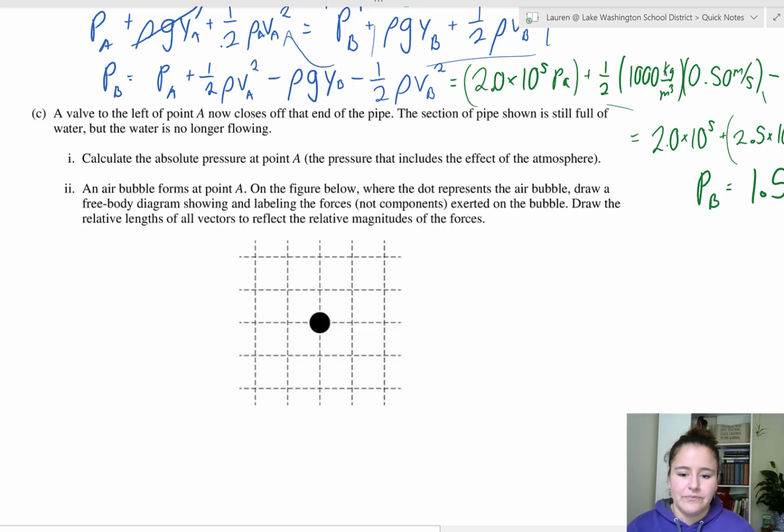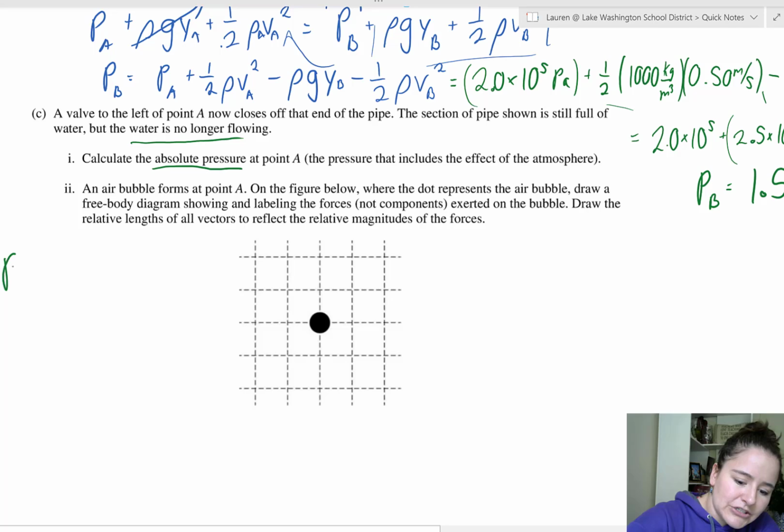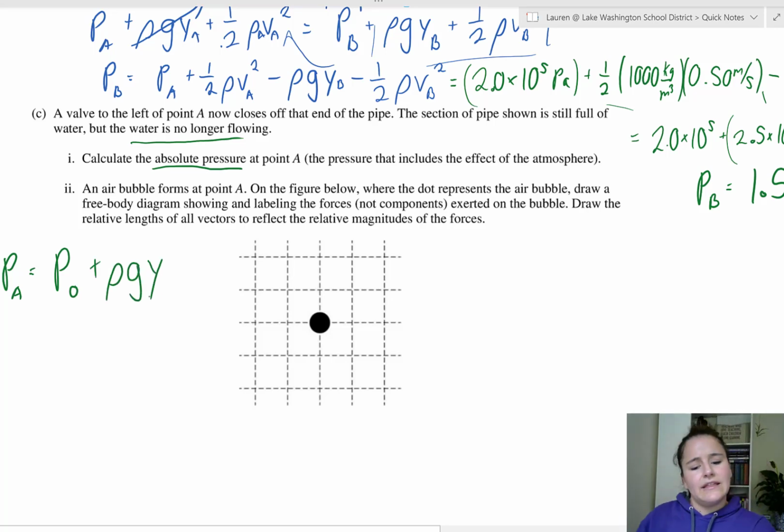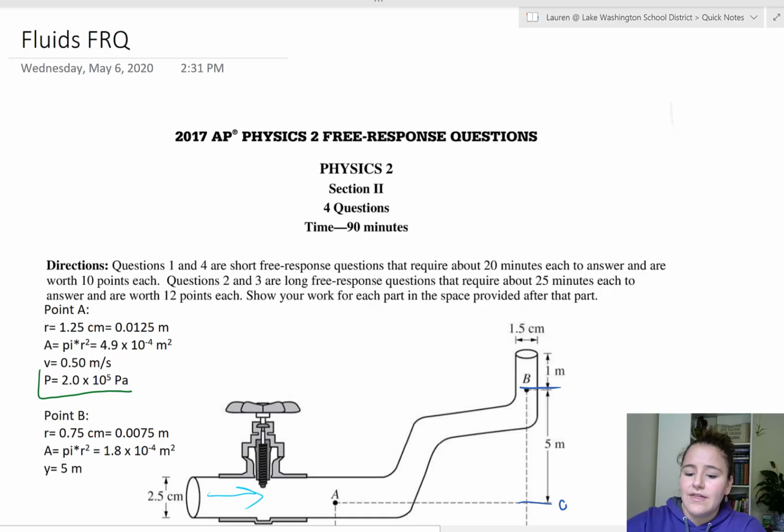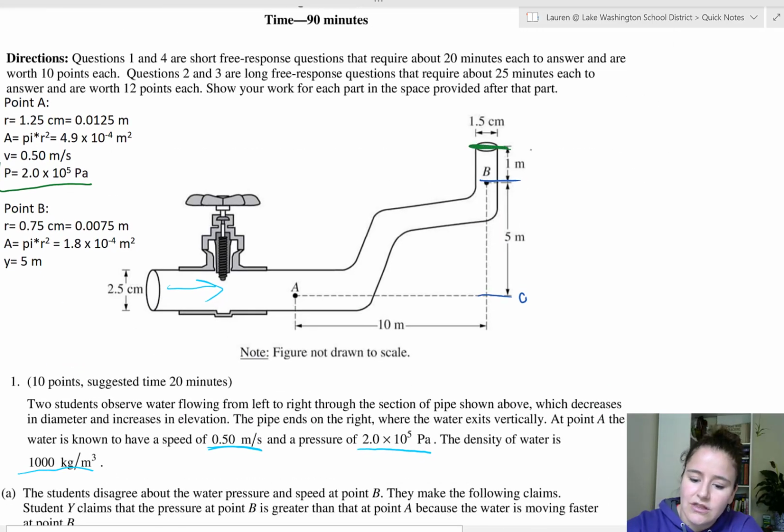The valve to the left of point A now closes off that end of the pipe. The section of the pipe shown is still full of water, but the water is no longer flowing. So now we have a static fluid, and it's asking us to calculate the absolute pressure at point A, the pressure that includes the effect of the atmosphere. So the pressure at A is going to be equal to atmospheric pressure plus rho g y. I think it might be rho gh on the equation sheet, but that is the height component. Now, for that height component, we have to take into consideration the total depth, and that total depth is going to be 6.0 meters.